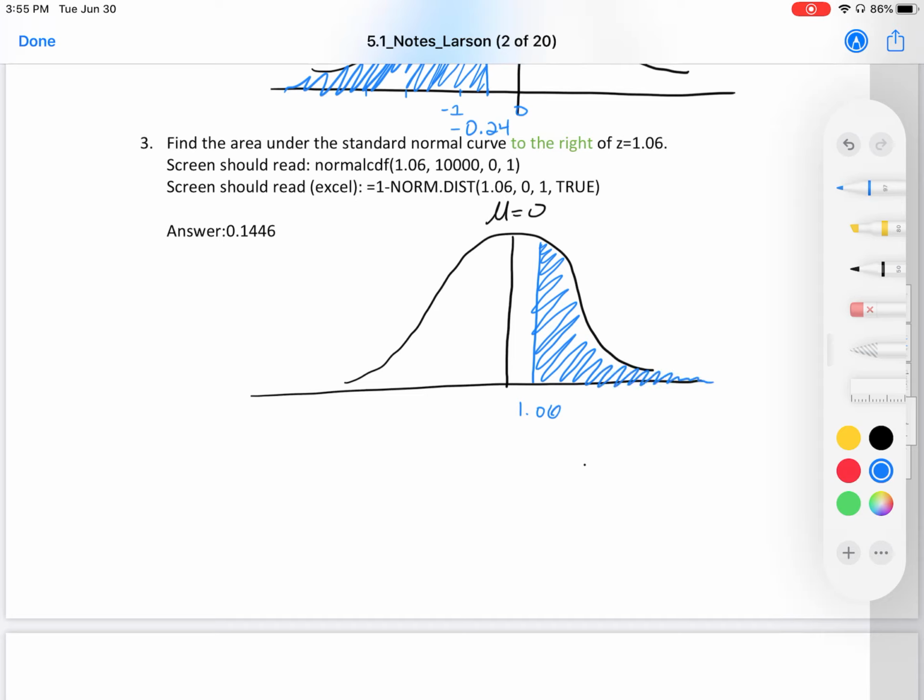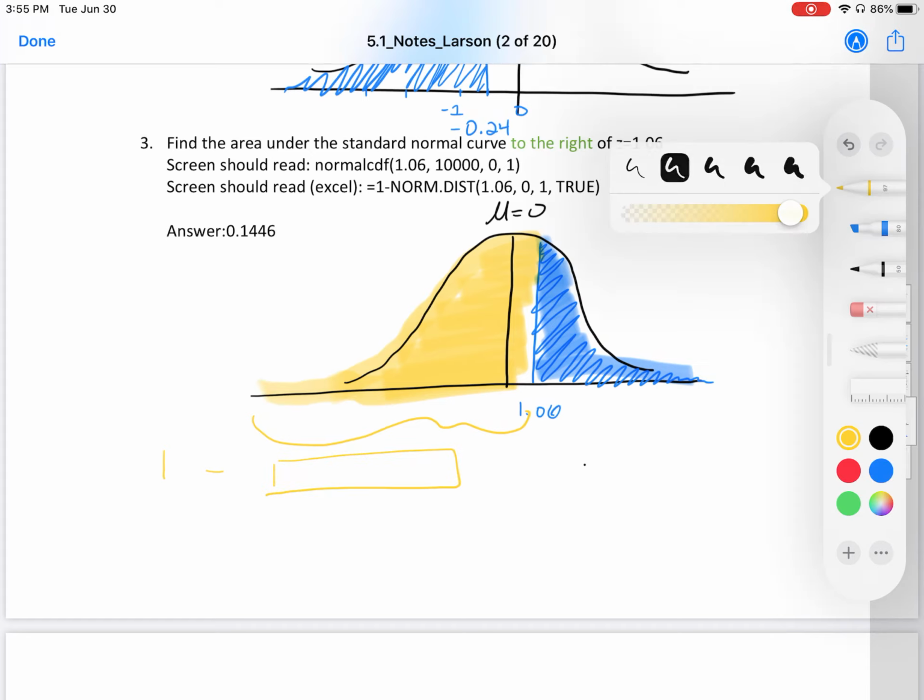Now all the commands are set to read from 0 to infinity. So they're used to looking for this piece. But that's not what we want. We actually want the complement. We want this side. So we can set it up as though we want the left side. So we set that up either using Excel or a calculator. You find your answer. You do 1 minus whatever answer this is. And that will give you your desired value to the right.